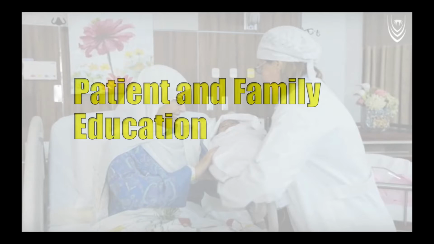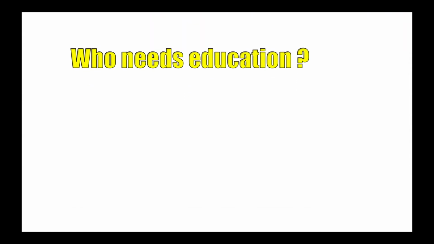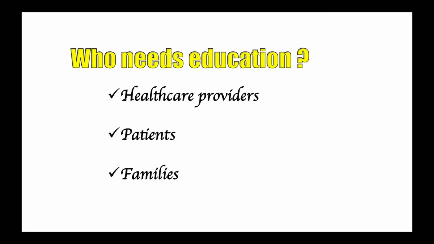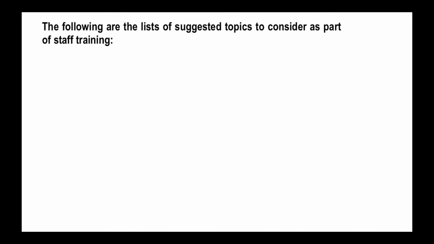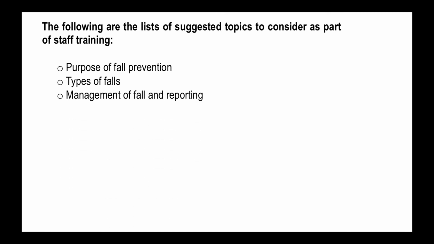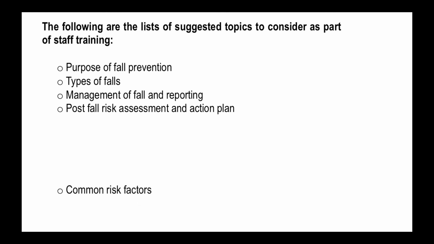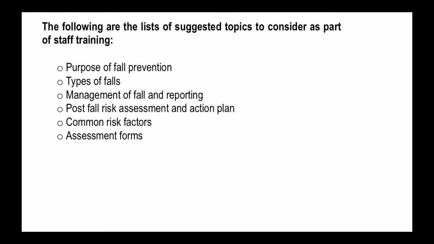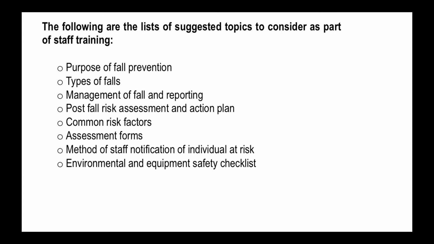Patient and family education is essential to the success of fall prevention program. Designation should be made on who will be trained, when and how often training will occur, and what will be included in the training sessions. These sessions should include staff at all levels, patients, and their respective families. The following are the list of suggested topics to consider as part of staff training. Purpose of fall prevention, types of falls, management of fall and reporting, post-fall risk assessment and action plan, common risk factors, assessment forms, method of staff notification of individual at risk, environmental and equipment safety checklist.